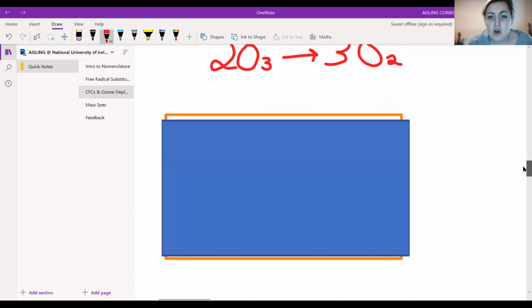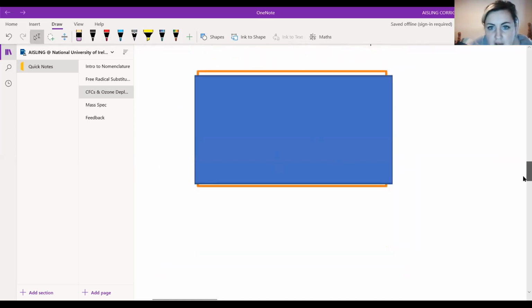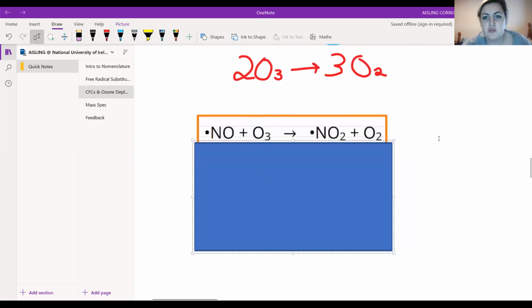So there's also another radical that causes the depletion of ozone, and that's our nitrous oxide. So I do need a little bit of space for this because I want to show you the reasons as to why this happens. So nitrous oxide. Again, we've got a nitrogen oxide radical reacting with an ozone molecule, making another radical and another stable molecule. But where does this NO come from?